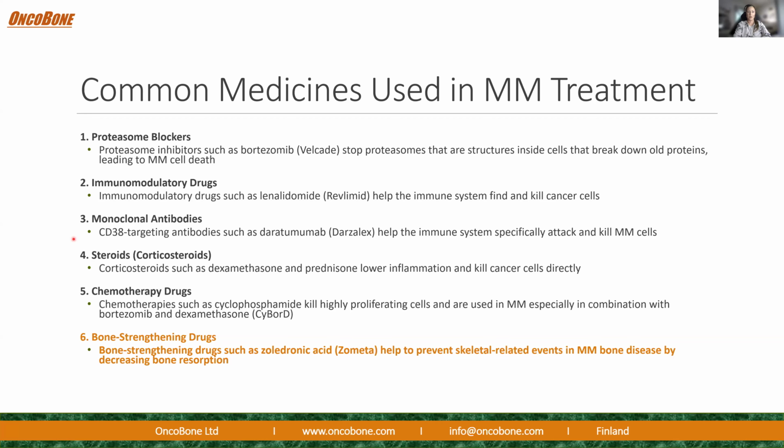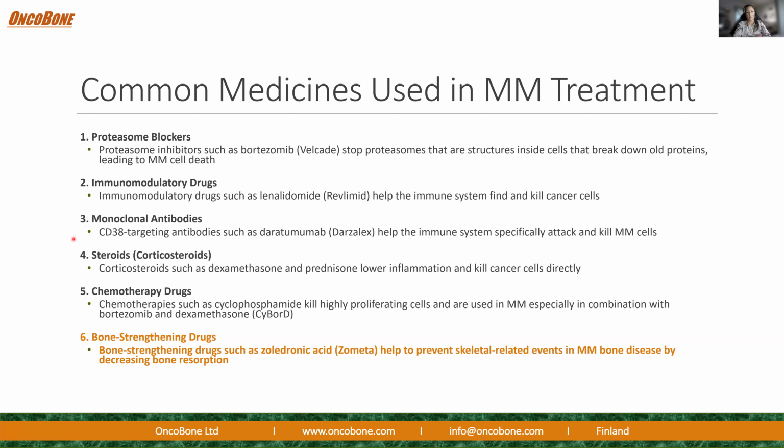Other treatment options include, for example, steroids like dexamethasone and prednisone, which mainly help the inflammation compartment. And then there are some chemotherapy drugs, but they are not so often given to multiple myeloma patients, or if they are given, they are usually given in different kind of combinations. For example, in combination with bortezomib and dexamethasone, as mentioned here in the slides. And for example, in the case that the patients do receive a stem cell transplantation.